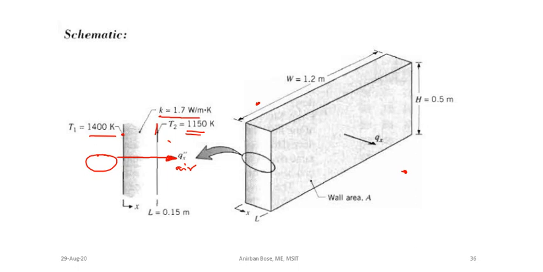Okay, and you can also see the thickness, or this particular length, and this direction is considered to be x. Here you see this is the x direction, and that length along the x direction is 0.15 meter. So this length is also known, 0.15 meter.